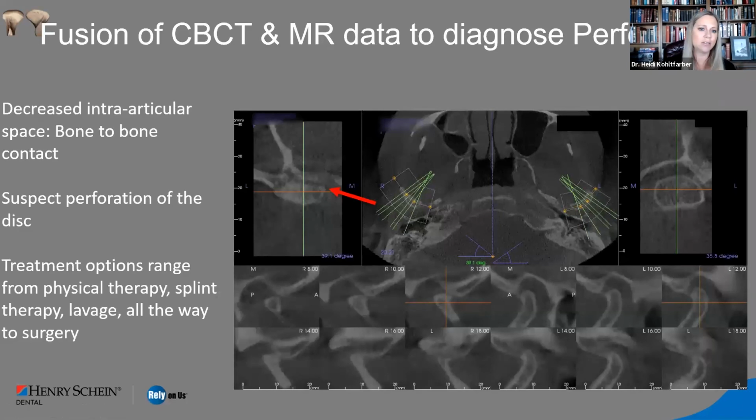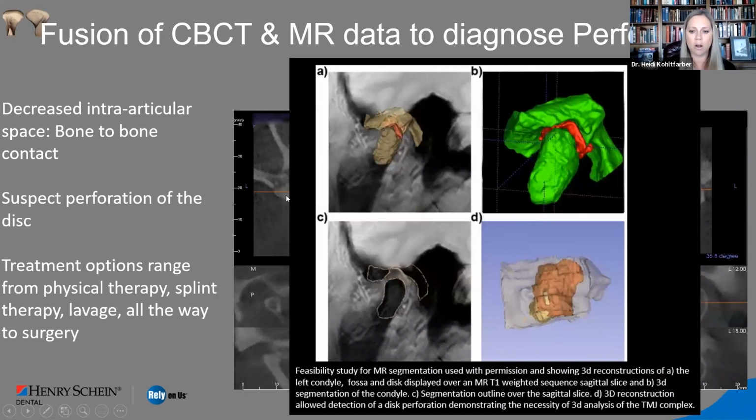And of course, we can look at various things. In fact, we've tried to fuse CBCT and MRI. This is some research that we did years ago. We were trying to get an NIH grant. We suspected in this patient, because we have this intra-articular joint space, that we probably have perforation of the disc on that side. So we combined it with our MRI.